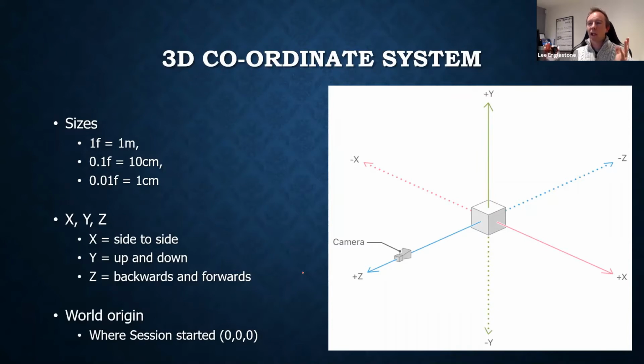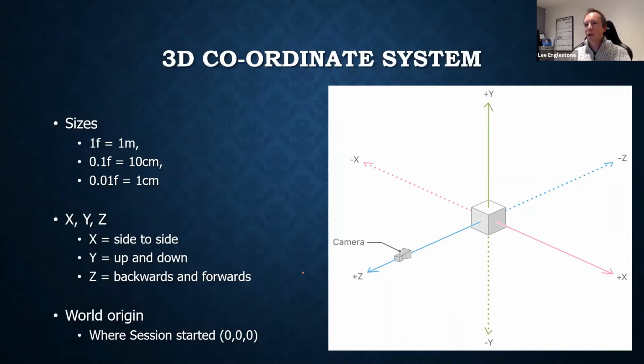So if I'm going to place a cube or a sphere in the scene, and I give it a width of 1F, I'm effectively making it 1 meter wide, okay? Similarly, if we want 10 centimeters, it's 0.1F, and 1 centimeter is 0.01F, as we'll see later. The XYZ coordinates work largely as expected.